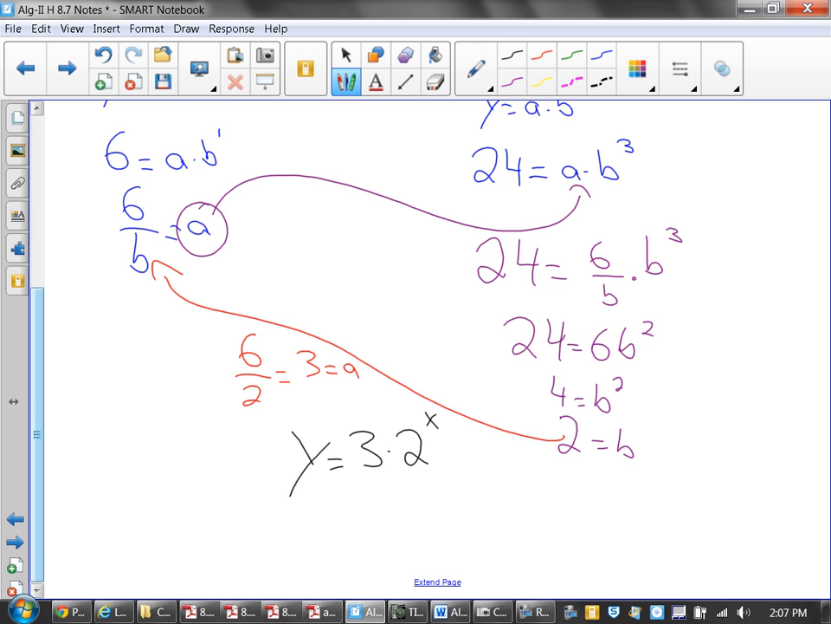Again, when we started working with growth and decay problems, we never multiplied the a and b together. We just left it as a times b to the x. Same reason here. And that's what it looks like. Yep, that's the equation. It's really not that bad.